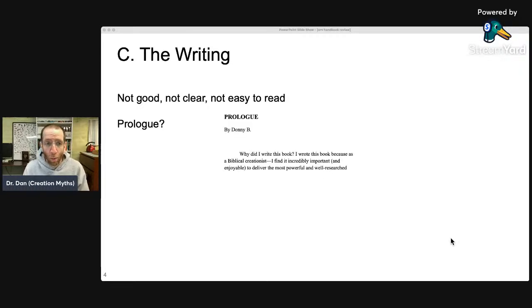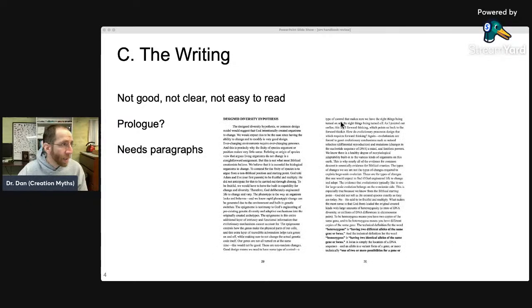It starts with a prologue, which is an interesting choice for what is, in theory, a work of nonfiction. Prologues are what you typically find in narrative fiction, right? You start fantasy novels with prologues, for example. When you're dealing with nonfiction, typically the appropriate thing would be an author's note, like, why did I write this book?